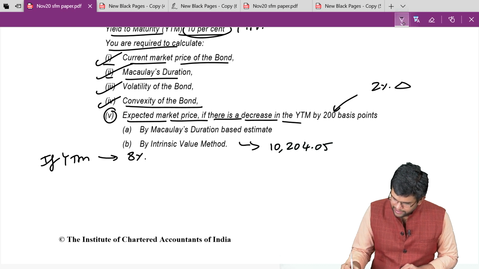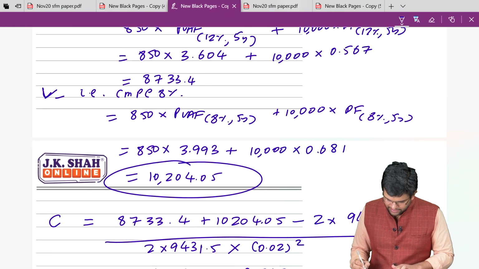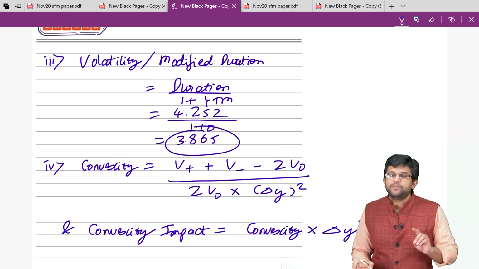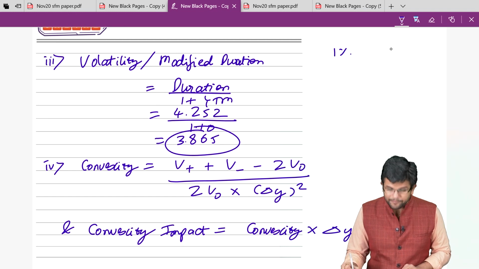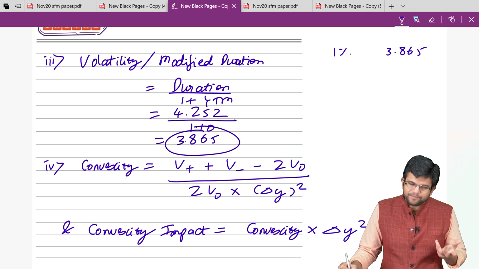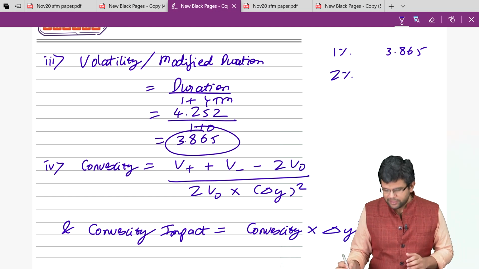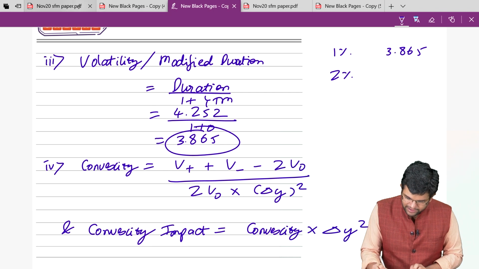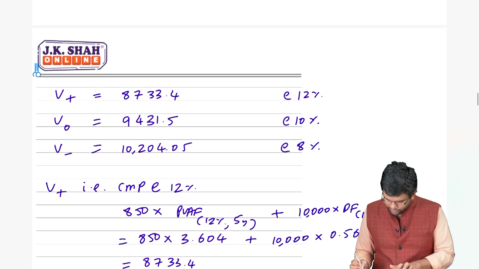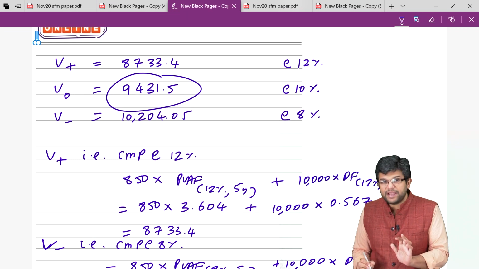And as far as the duration model is concerned, children, I'll tell you the answer in a bit. See, what is the volatility that we have got in this particular question? We have got volatility as 3.865, which means for every 1% change in YTM, the bond should change by 3.865%. So if the YTM is going to change by 2%, the bond will change by 3.865 into 2%, right? What was the original price of this particular bond? It is 9431.5, right? At 10% it is 9431.5.